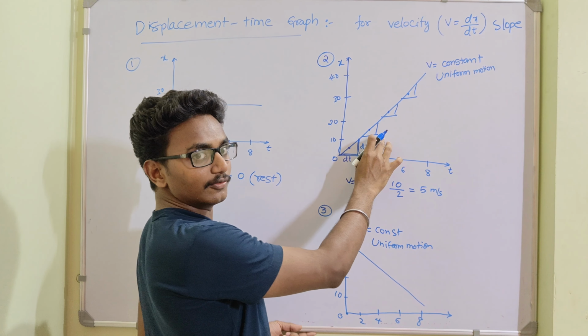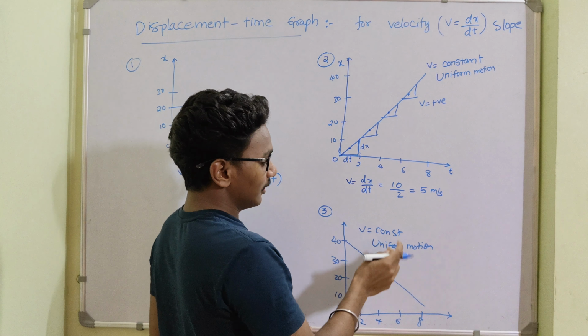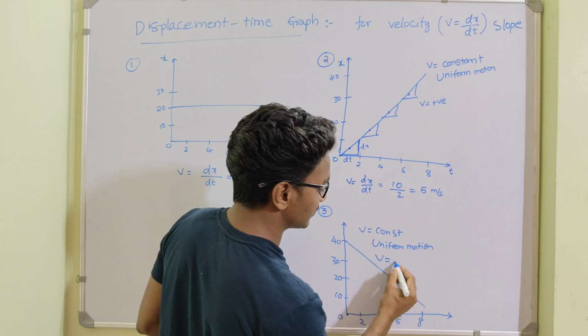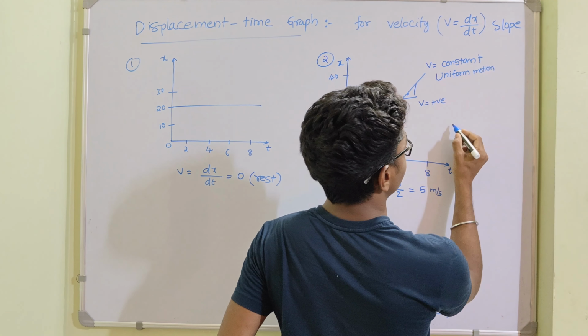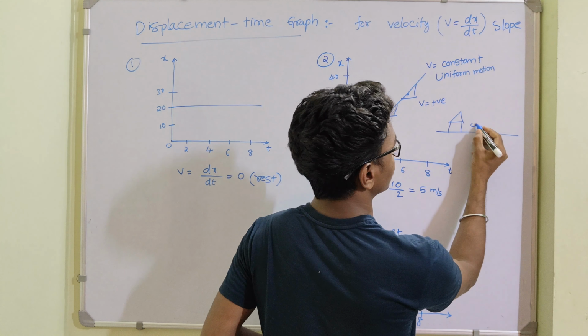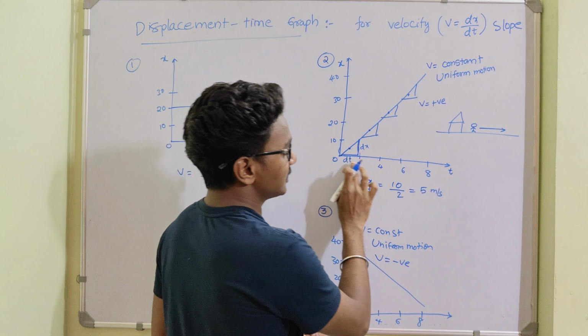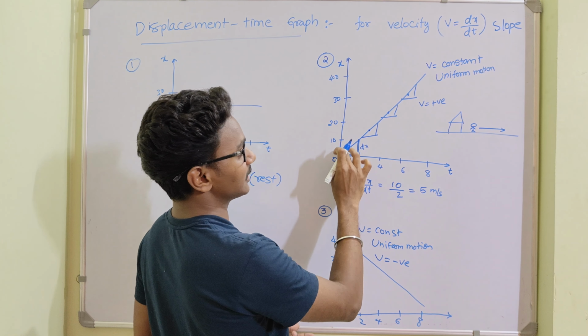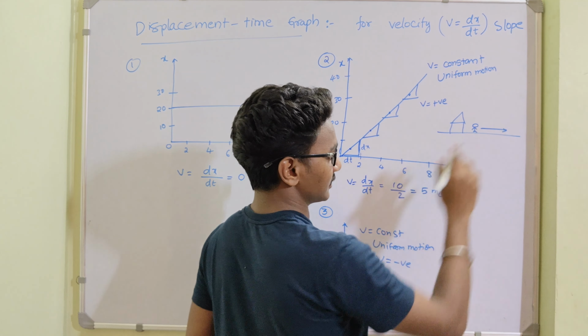This is an increasing graph, so the velocity is positive. This is a decreasing graph, so the velocity is negative. What's the practical difference between these two? Suppose a person started his journey from his home. He is moving away from home. As time increases, the distance increases: 10 meters, 20 meters, 30 meters, 40 meters away in this direction.